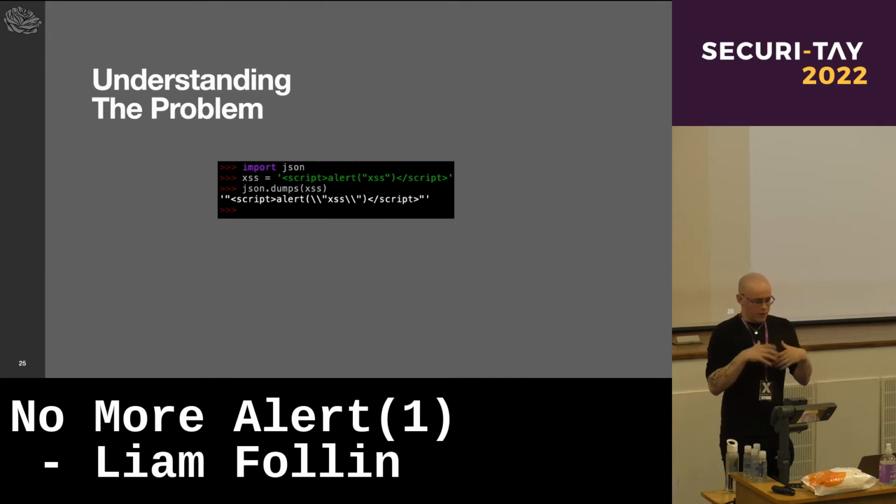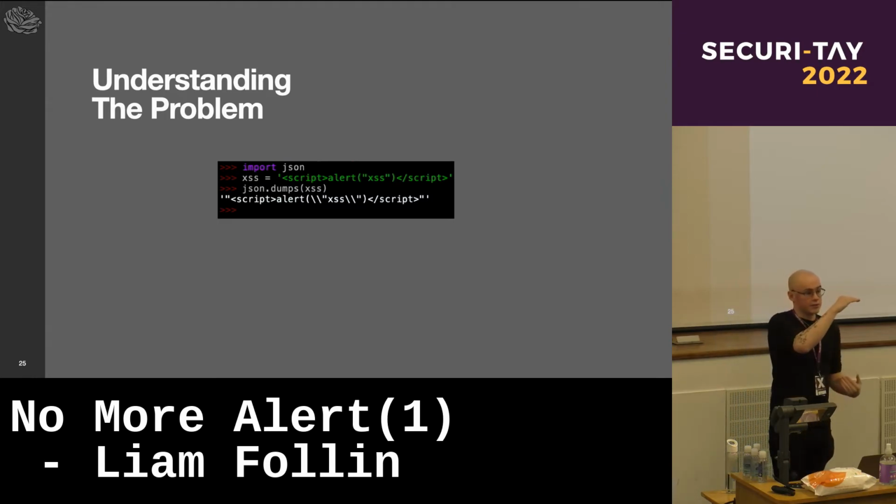So we figured out that they were using that because it was actually being reflected inside of a JSON parameter in a script itself. So we figured it was probably using that. Now we just had to escape it.